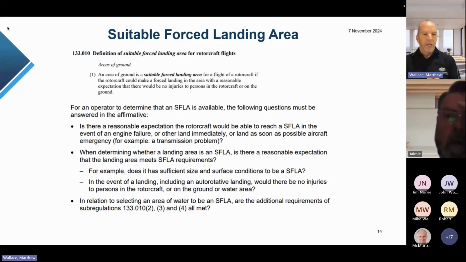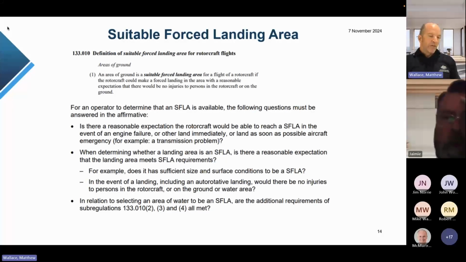In relation to selecting an area of water to be a suitable forced landing area, are the additional requirements of 0, 1, 0, 2, 3 and 4 met? What 2, 3 and 4 are simply saying is, if I'm going to use water, do I have either fixed or emergency flotation equipment? Again, the expectation is no injuries to the person in the rotorcraft or on the water. There's a reasonable expectation the person in the rotorcraft would survive being in the water, i.e. if I'm out over the bay or a distance from land, that I'd be able to get rescued.